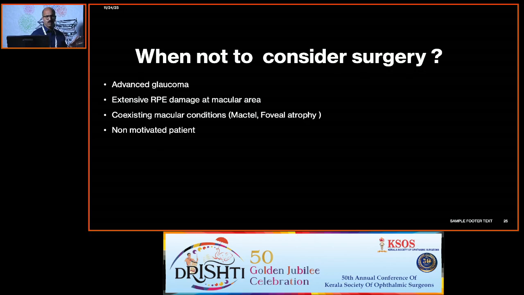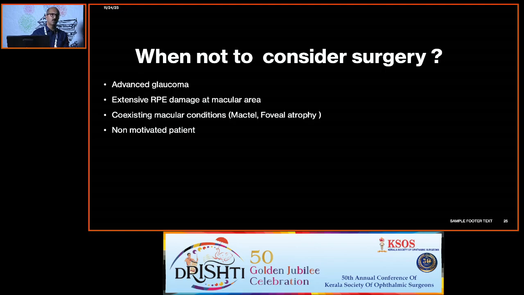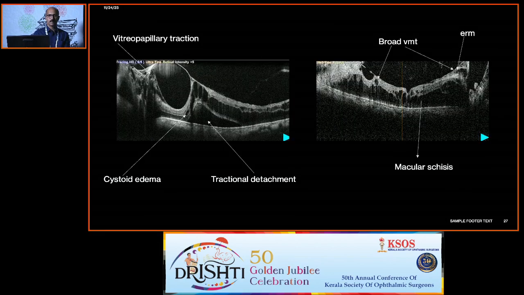So this is a patient where we are not very keen on operating. Yet another area is where there is a lot of RPE damage at the macular area. The vision may not benefit. So in these situations we may hold off on surgery. Especially a macular hole with macular or foveal atrophy. For a patient with macular hole and macular ischemia, we do not operate because we know that the functionality will be very less following surgery. But in all the rest of the cases, surgery is the treatment of choice.